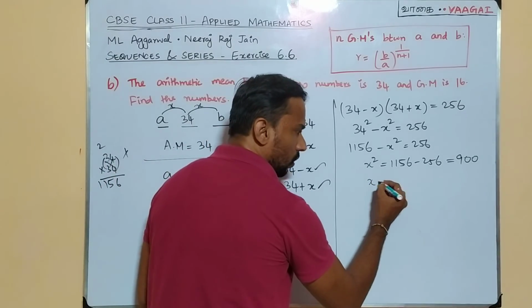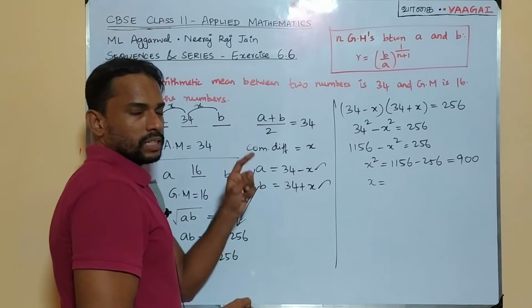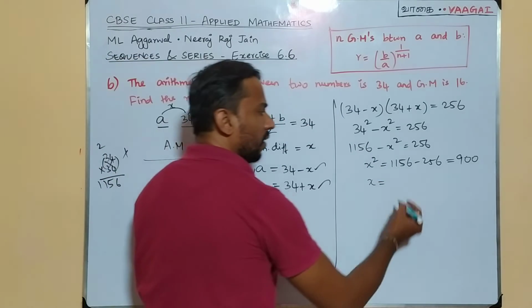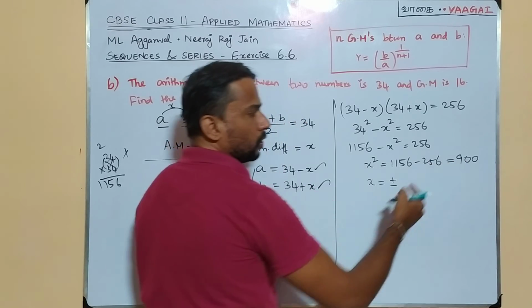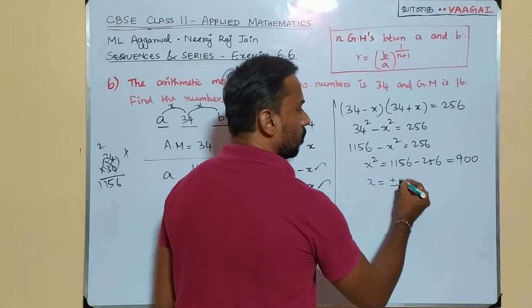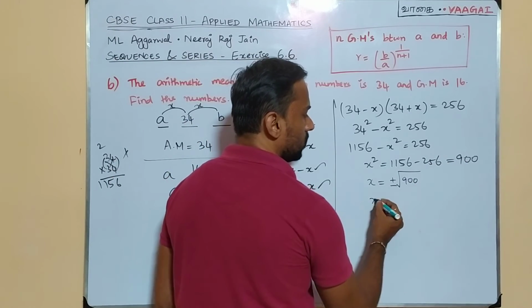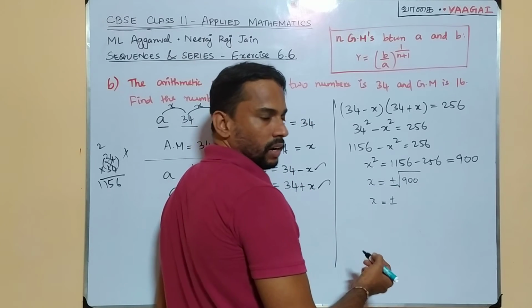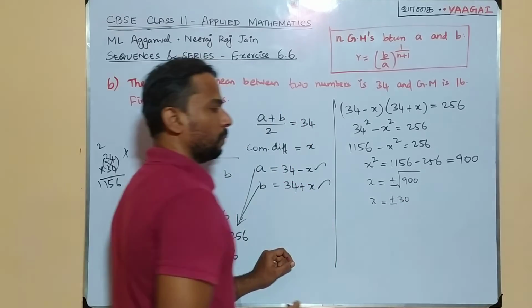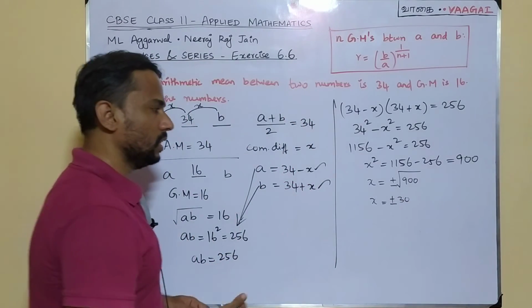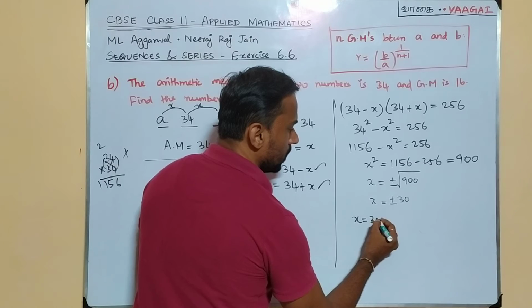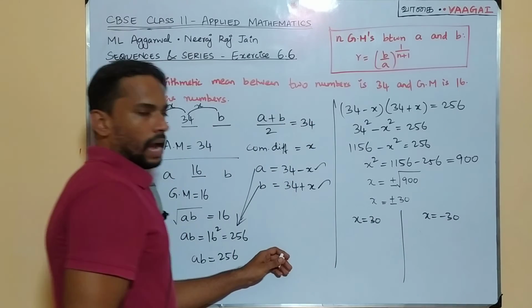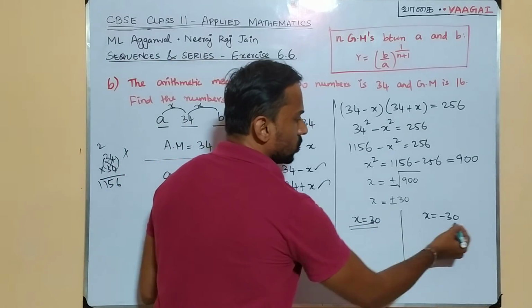So that means x is equal to what? Since x square is equal to 900, we will have x equal to plus or minus the square root of 900. It's easy to say, right? The square root of 900 is simply 30. So that means we get two values for x: one is x is 30 and the other is x is minus 30. We are getting two values, and accordingly we will get the values for A and B also.